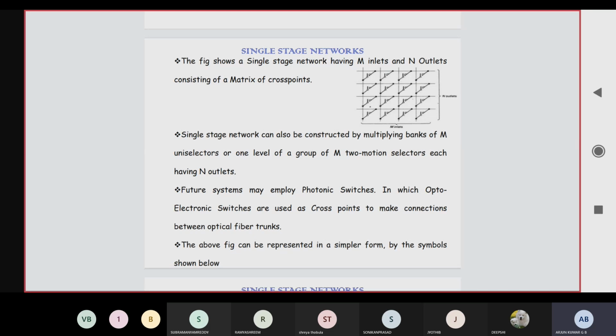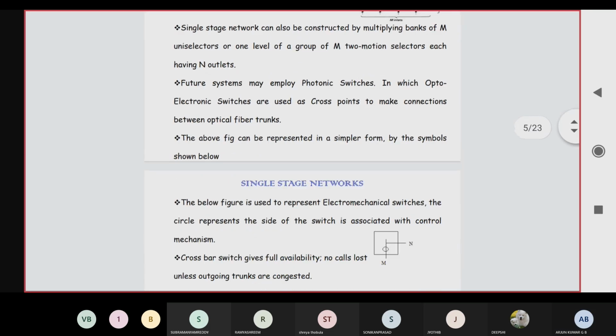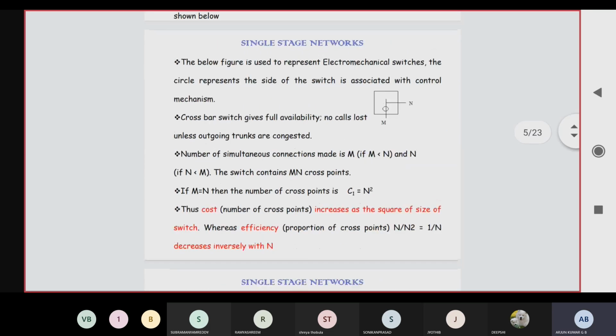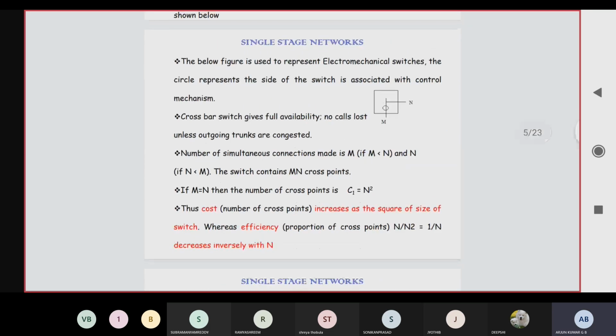You can observe this is a single stage network. Here m will be there, n should be there. It means this is a single stage. There are no stages and no groups in the single stage network. The below figure is used to represent the electromechanical switches. The round mark represents the electromechanical switches.